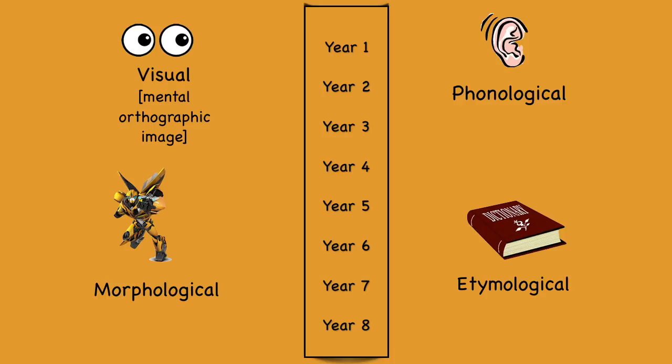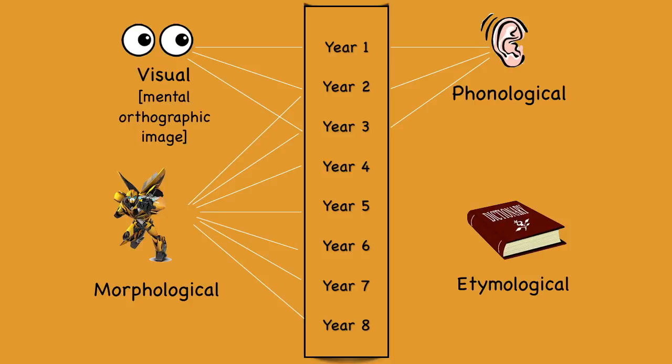Now, how do these four knowledges fit together? Well, in the first 3 years, the emphasis is on the visual knowledge and the phonological knowledge as children build up a knowledge of the smaller words. About year 2, the morphological knowledge starts to cut in, and that extends right the way through school to year 8 and beyond. And the etymological knowledge comes in a little later, around years 6, 7, and 8. Now that does not mean that these knowledges are restricted to these years. This is when they have their most emphasis.